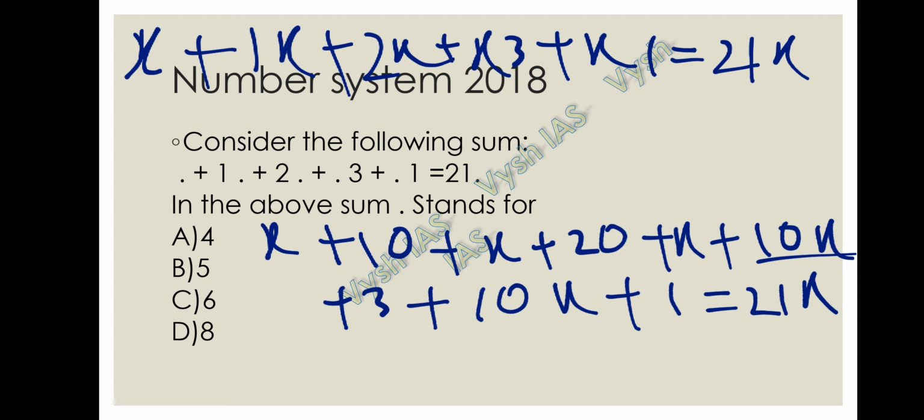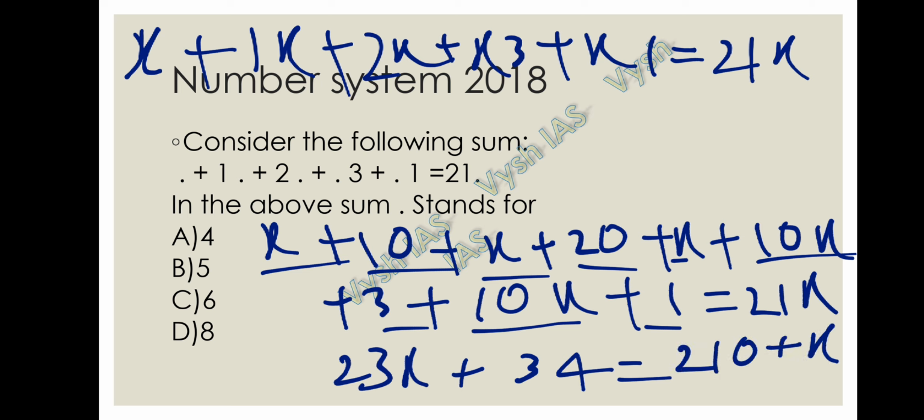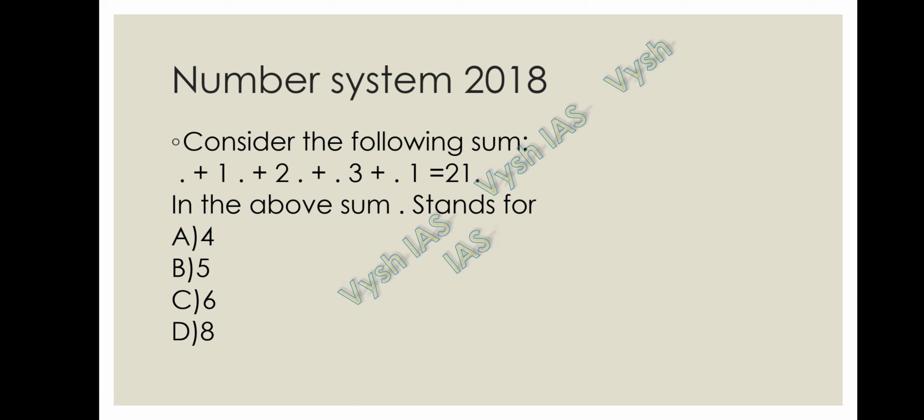If you solve this, the x terms add up to 23x, and the constants 10, 20, 3 and 1 add up to 34, so 23x plus 34 equals 21x, which can also be represented as 210 plus x. In the same way as the LHS, we can represent the RHS. So 23x minus x is 22x, and 210 minus 34 is 176. So 22x equals 176, and x becomes 8. So 8 is the answer for question number 1 of today.